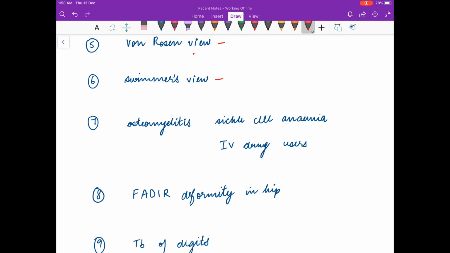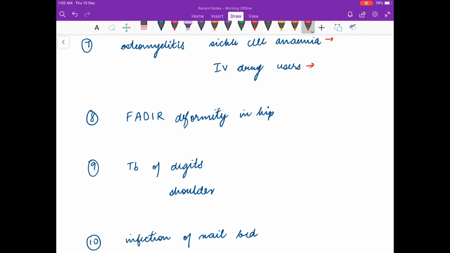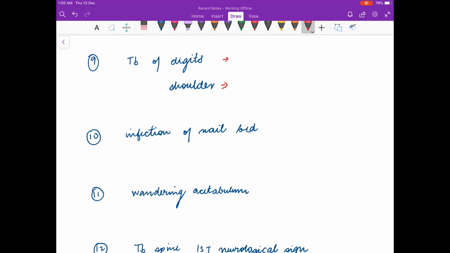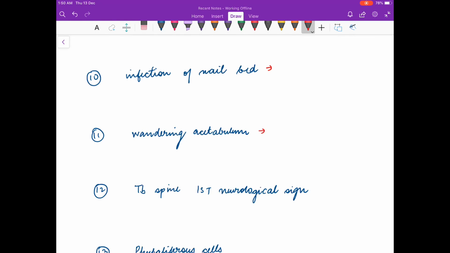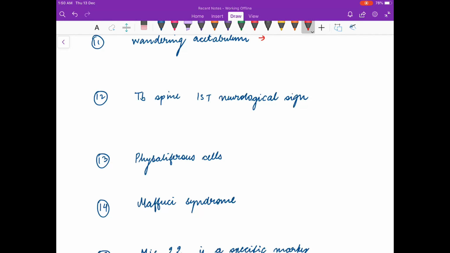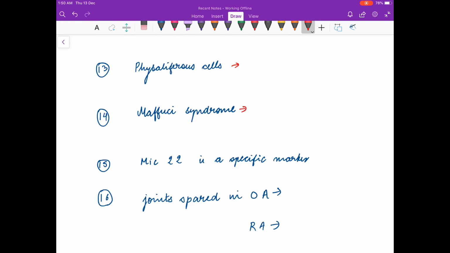Causative organism for osteomyelitis in sickle cell anemia patients. In IV drug abusers. Faber deformity in hip is seen in. TB of digits is called. Of shoulder it is called. Infection of nail beds is known as. Wandering acetabulum is seen in which stage of TB hip? TB spine first neurological sign is. Physaliphorous cells are seen in. Maffucci syndrome is.